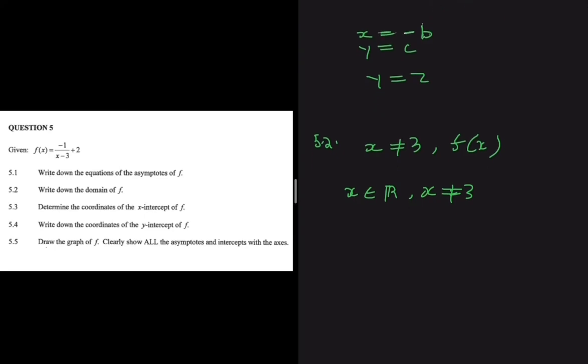Or if you don't want to write it like that, you can say x is either greater than 3 or x is less than 3. Yeah, then that's also true.